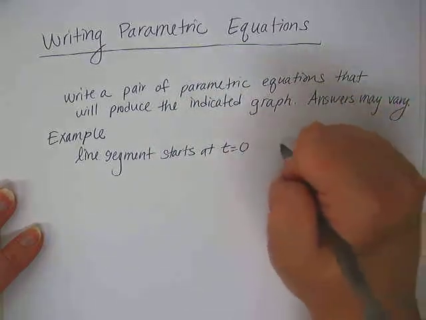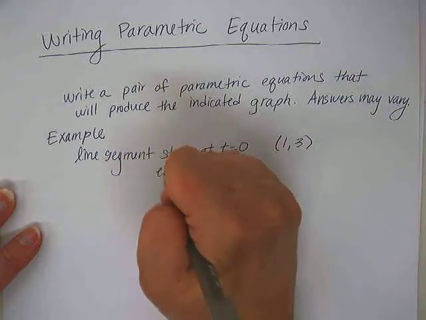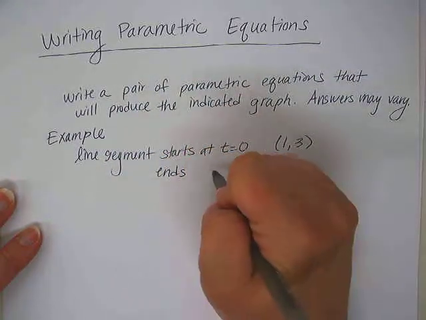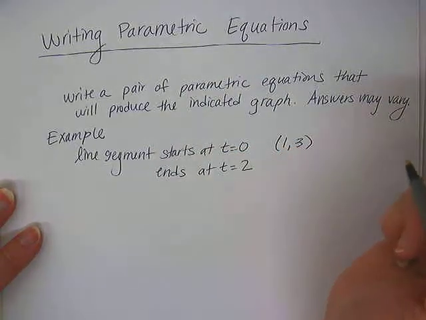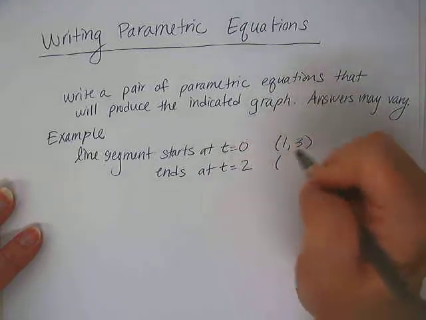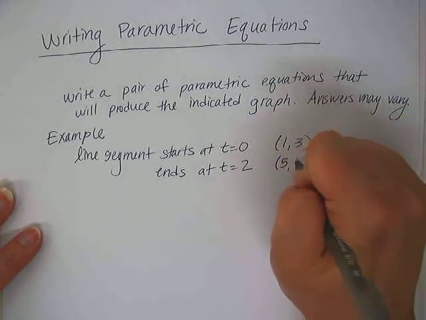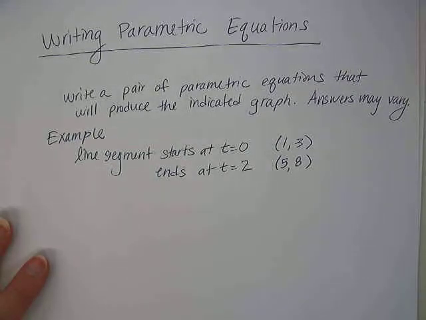At time equals 0, the x and y values where it begins is at (1, 3), and it ends at time equals 2. I don't know whether it's 2 hours, 2 seconds, 2 minutes. I don't know. It doesn't say. So that's just our time value. And it ends up ending at the point (5, 8).